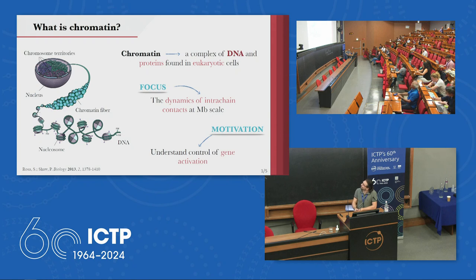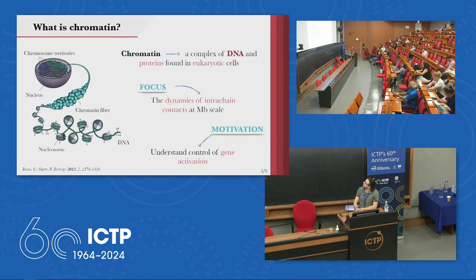So, here we go again. Chromatin is this long polymer made of DNA and proteins that we find in the cells. In this specific work, we focused on the dynamics of the interchain contacts at the megabase scale using a combination of polymeric models and molecular dynamics simulations.